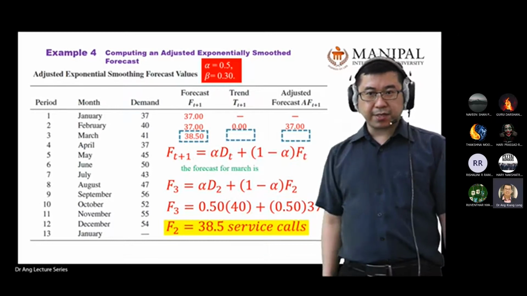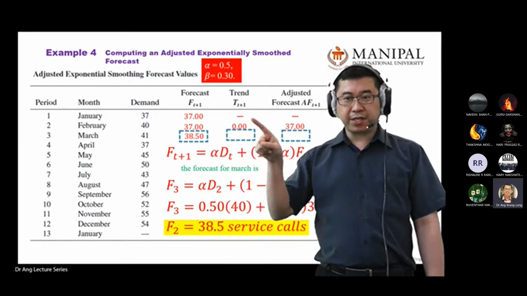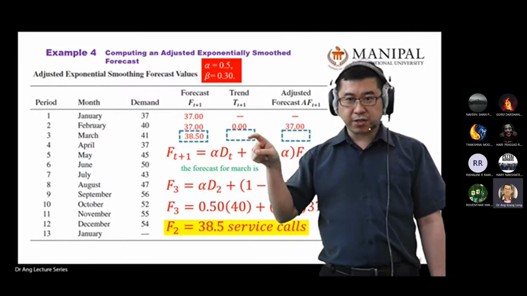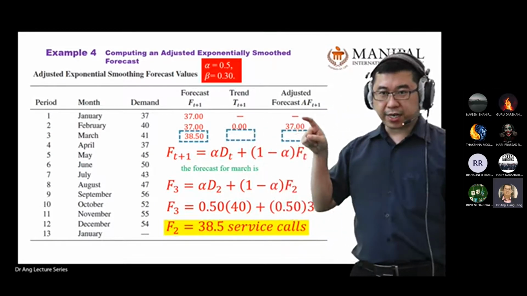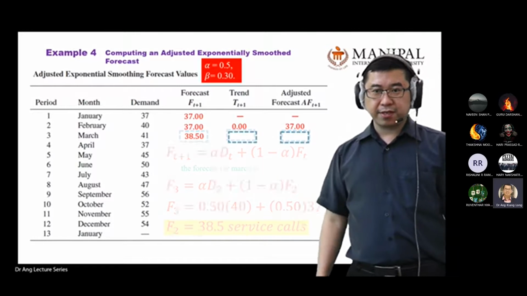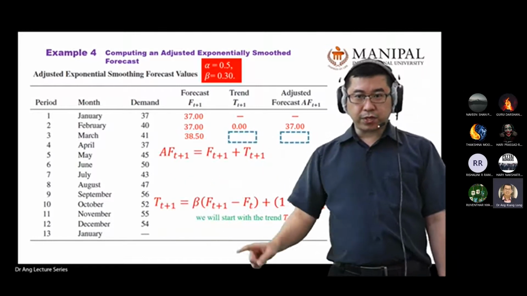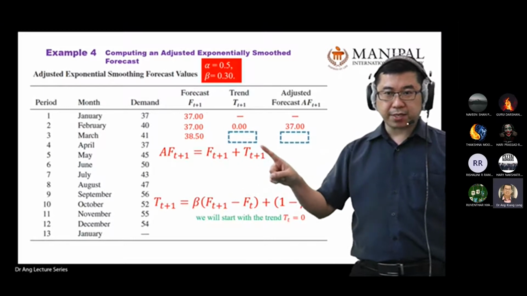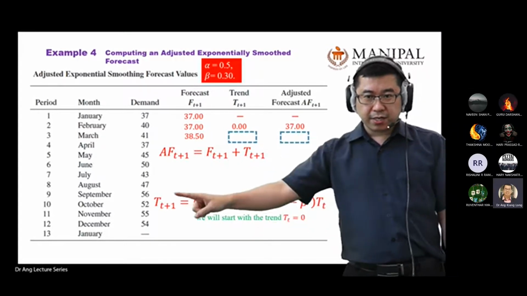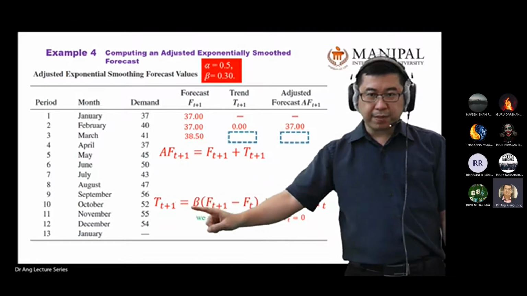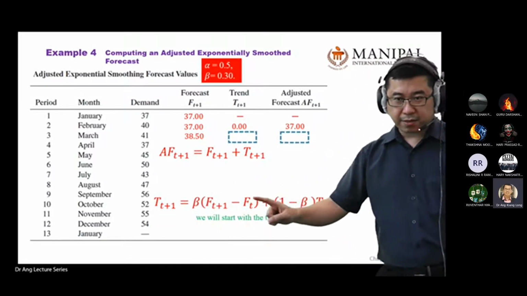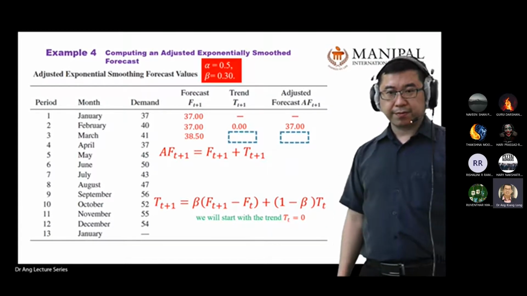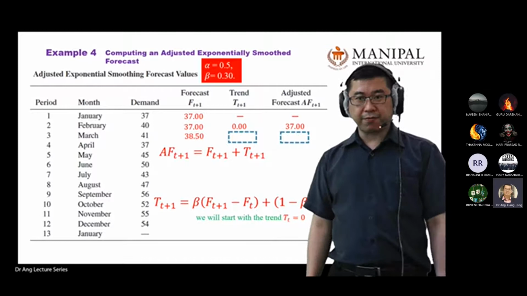Get the first number. After you get the first number, use the adjusted exponential smoothing equation to calculate the trend. Once you have the trend, you can calculate AF. I call the two equations out, same. AF equal to F(t+1) plus trend. So how to calculate the trend T(t+1)? Beta times something plus 1 minus beta times T. You calculate the T(t+1) first.